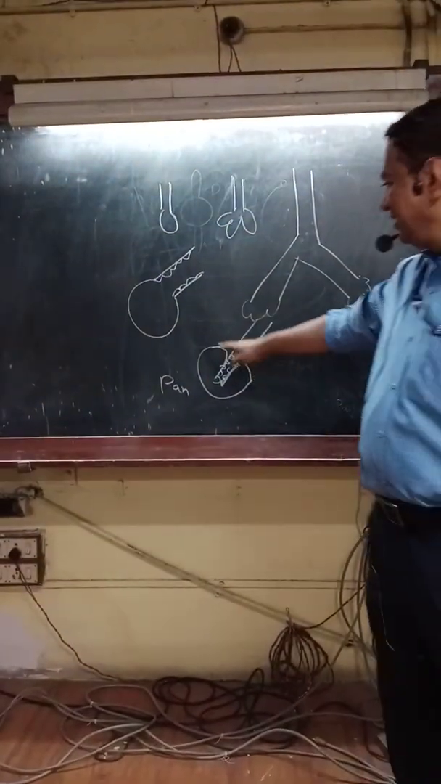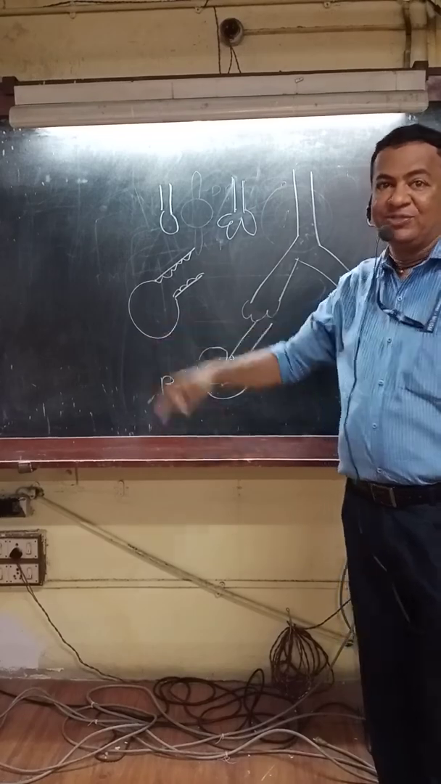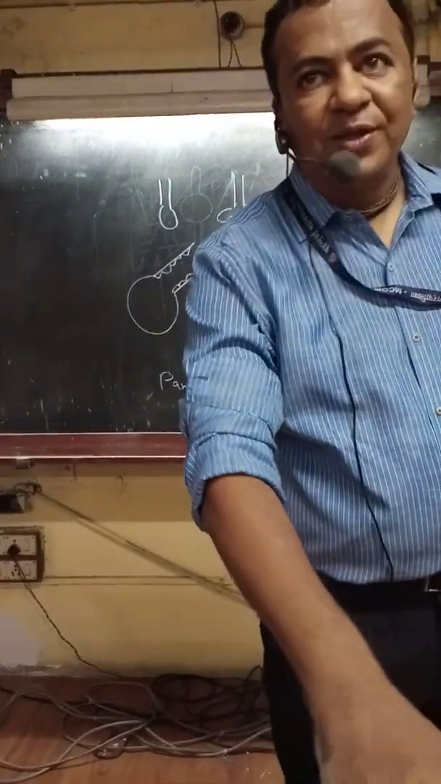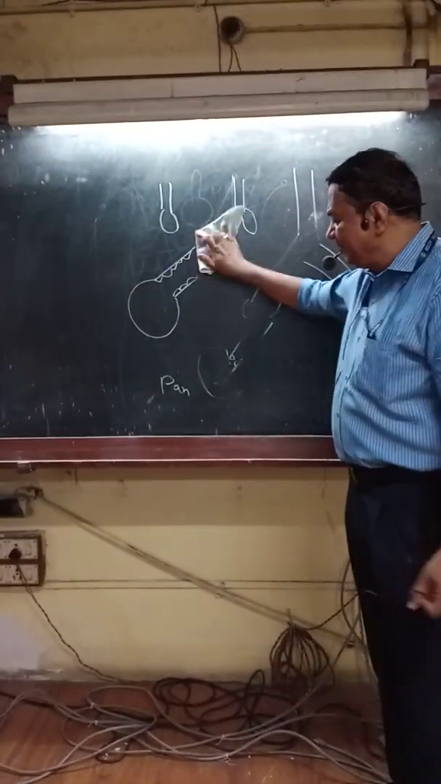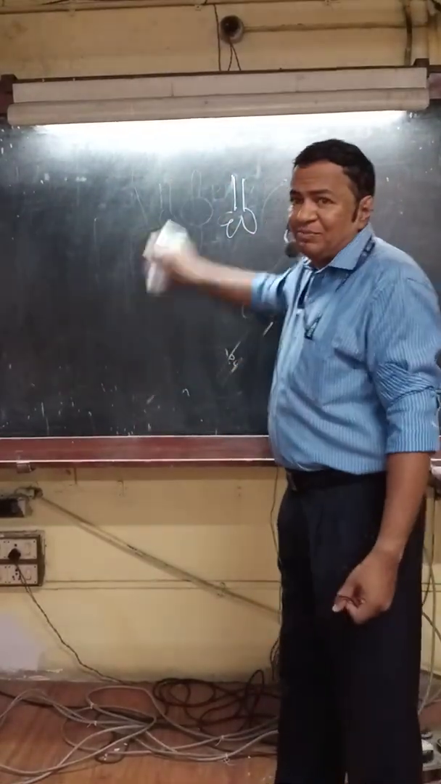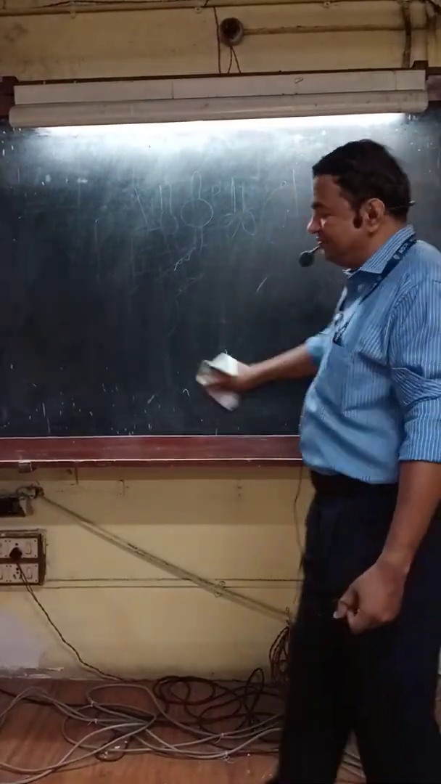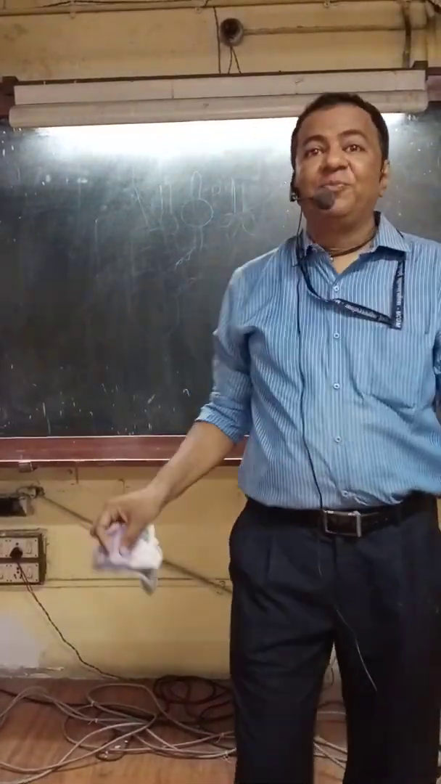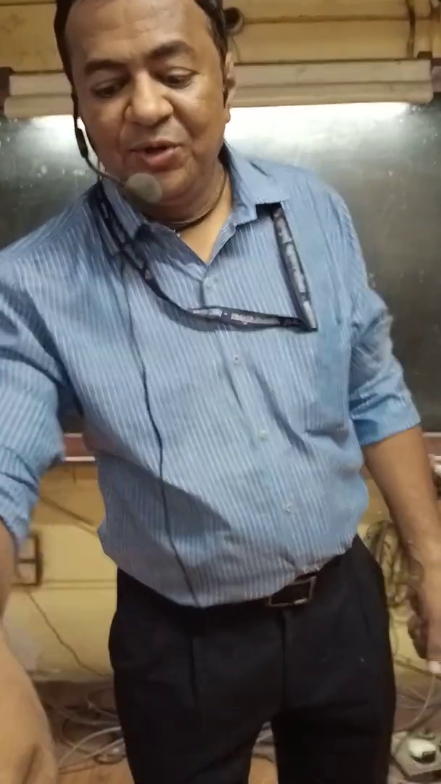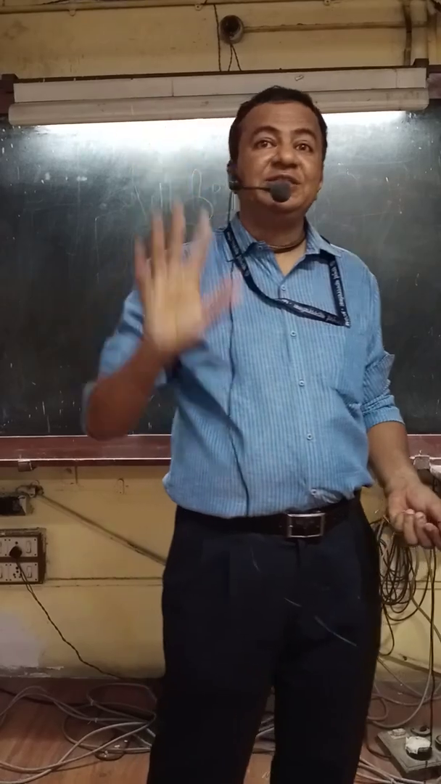Each cell in the gland will show apical acidophilia and basal basophilia. Okay. Why basal basophilia? What is basophilia? Presence of rough endoplasmic reticulum causes this basophilia. Why rough endoplasmic reticulum? Because the secretions of pancreas are proteinaceous.